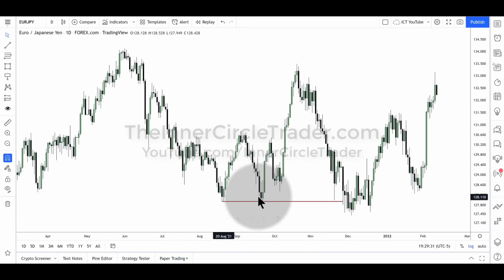All right, so we have relative equal lows marked out over here. The market has traded down through and created a run higher. The market trades down into it here, sends it higher. What's above here? Buy side liquidity. This old high back here could be a draw on liquidity as well.